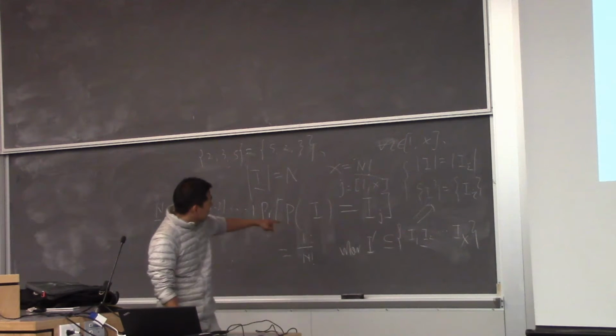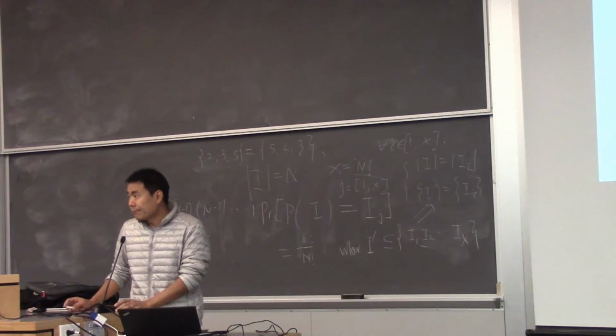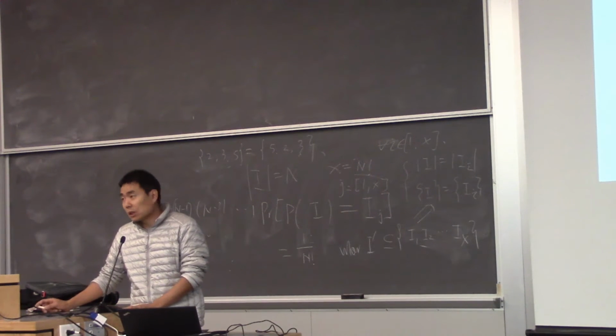So how do you generate a permutation? Well, internal memory takes n time, okay? External memory is a little bit tricky, okay?